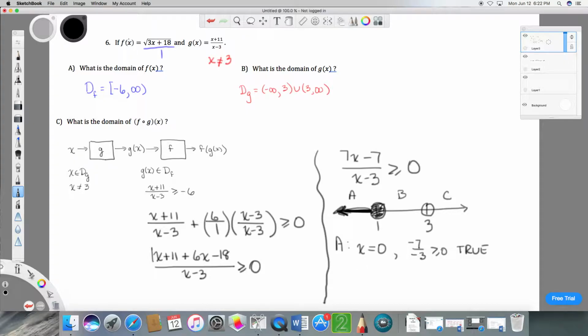All right, so now what about in this region B? Let's pick a number that's easy to do arithmetic on. So I'm going to pick the number 2.